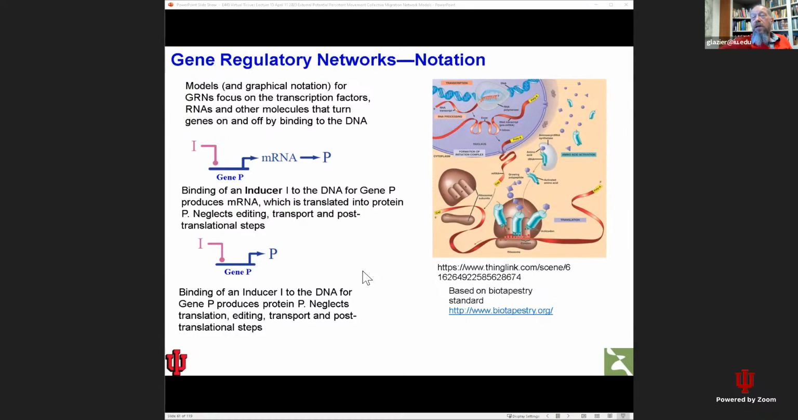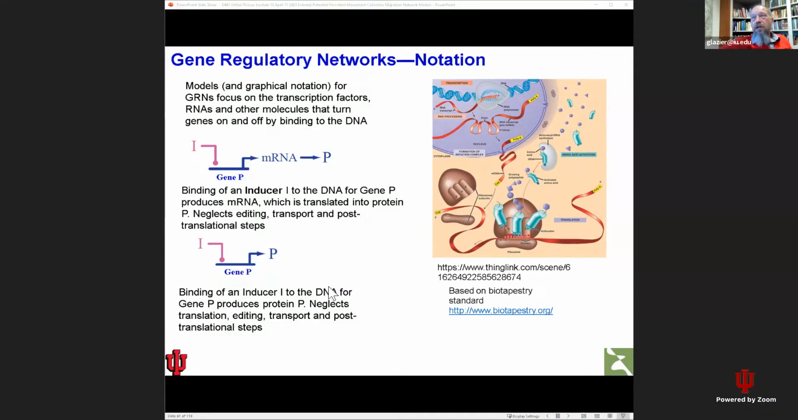Notationally, a gene is shown as a horizontal line. This arrow coming off of it represents the production of messenger RNA. And there's an assumption that that messenger RNA is then translated into protein. In reality, there are a bunch of additional steps. Very often we'll short circuit this diagram and say that if an inducer binds to the promoter site of the gene, the result is the production of the protein.